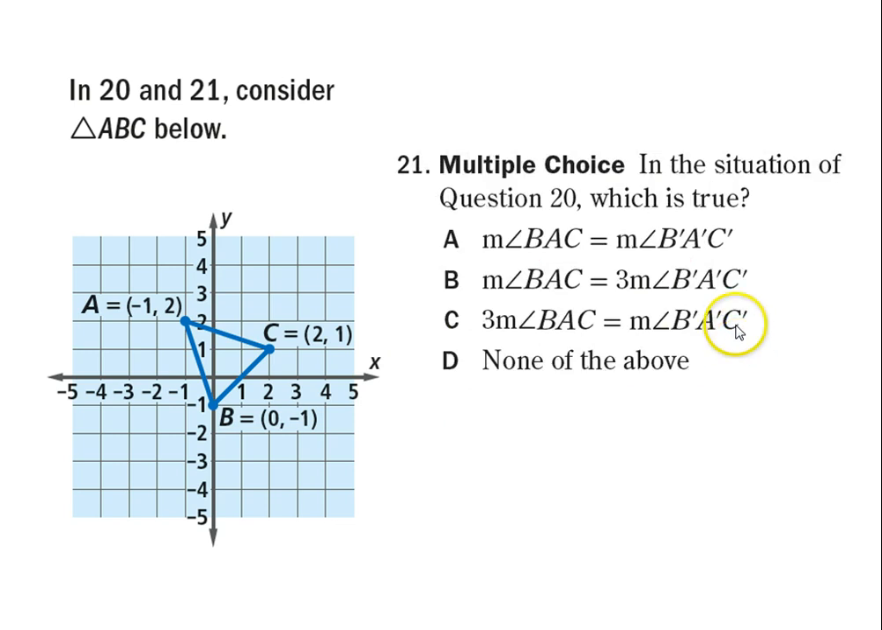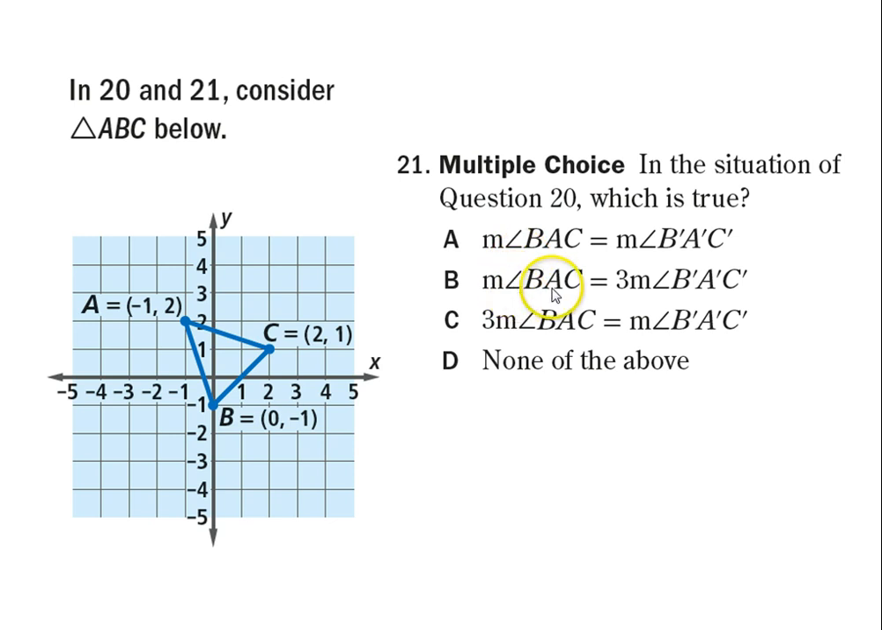Number 21 is asking, in the situation of question 20, so back to those points that we had, which is true, and we're talking about angle measures here. If we remember, when we do size transformations, one thing that always stays the same are the angle measures. If you take a shape and make it bigger or smaller, the angle measures all stay the same. And choice A is saying that the angle measures are the same.